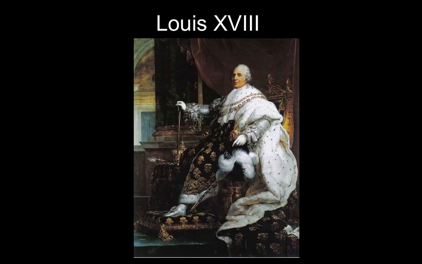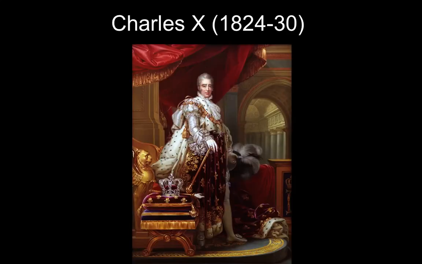Louis XVIII ruled for 10 years, and then he died in 1824. He was replaced on the throne by his brother, whose name was Charles X. And Charles X wanted nothing to do with the way his brother had ruled. In fact, he wanted to go back to the way the absolute monarchs ruled France, like Louis XIV. That was his open ambition.